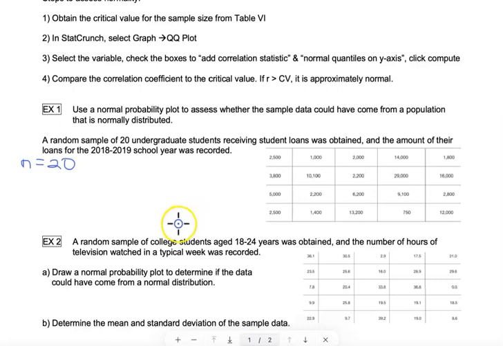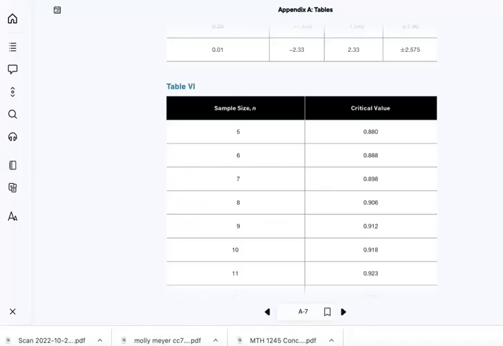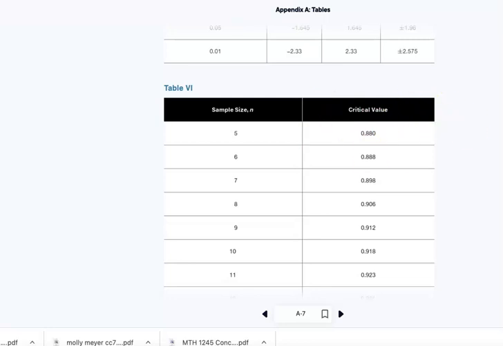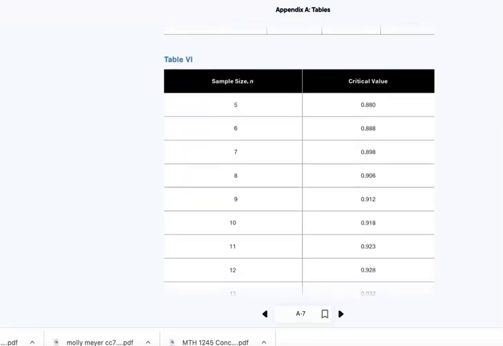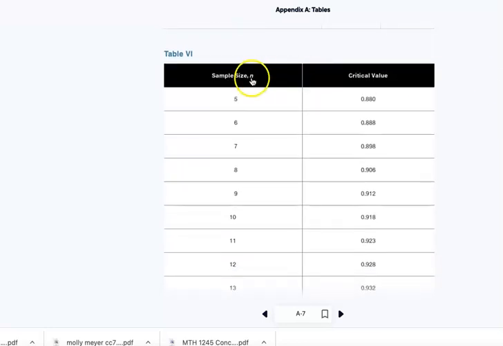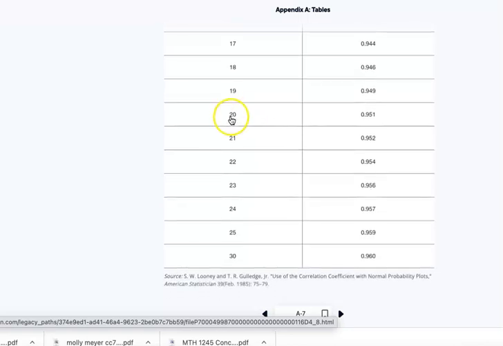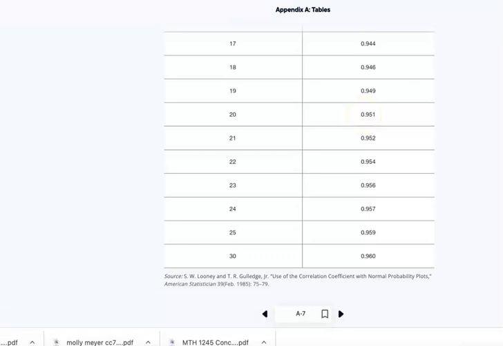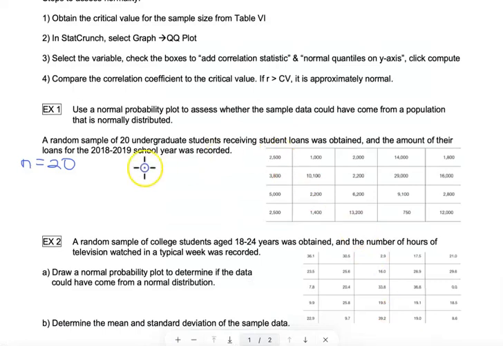And so now I'm going to use the tables. When I look at the table, and I'm using the one that's in the book, of course, you need to find the sample size. So sample size N, scroll down, find N equals 20, and the critical value that goes with that is 0.951. So when I go back here, I would say that the critical value equals 0.951. You do need to record all of this information. This is your work.